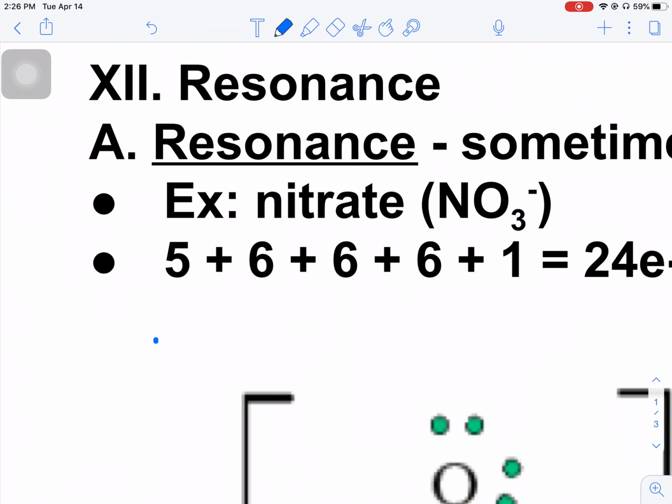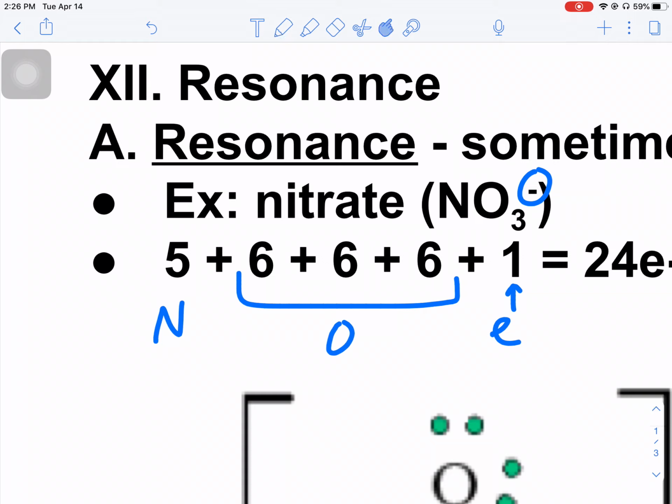And we know that nitrogen gets 5 valence electrons. We know that oxygen gets 6 valence electrons. And if you notice there's a little negative symbol up here, that means that there is 1 additional electron. So add them all up, you get 24 electrons.